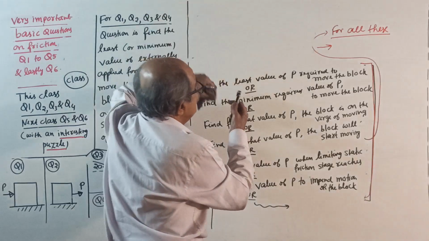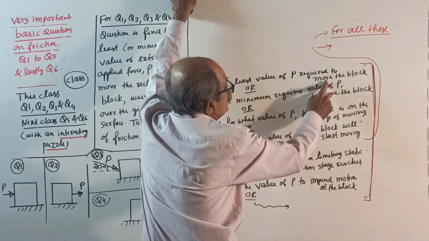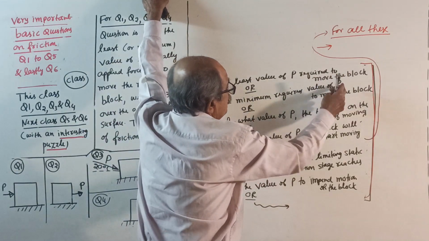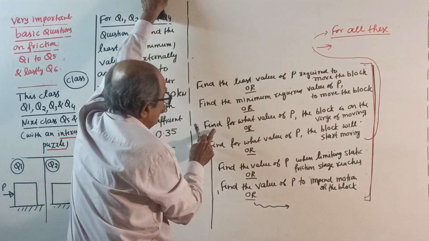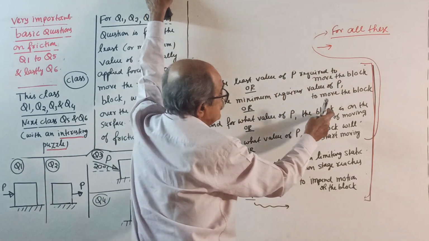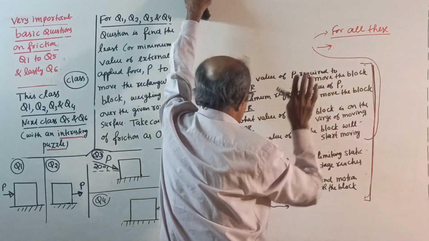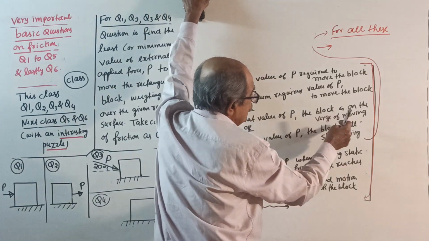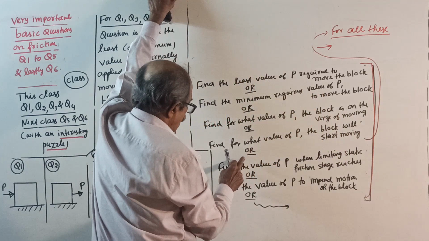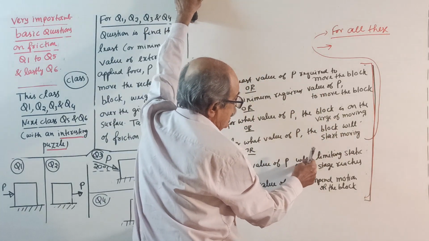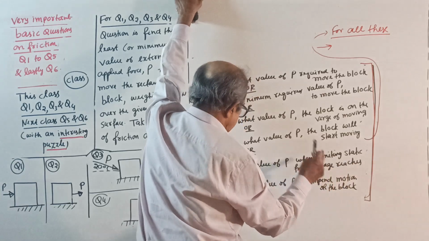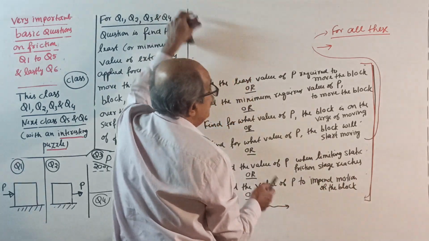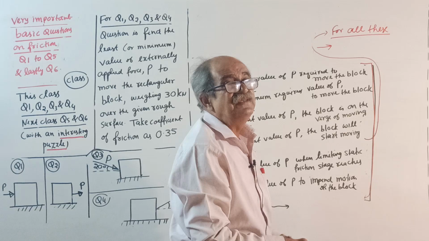Find the least value of P required to move the block, or find the minimum required value of P to move the block, or find for what value of P the block is on the verge of moving, or for what value of P the block will start moving, or find the value of P when the limiting static friction stage is reached, or find the value of P to impede motion of the block. All these mean the same.